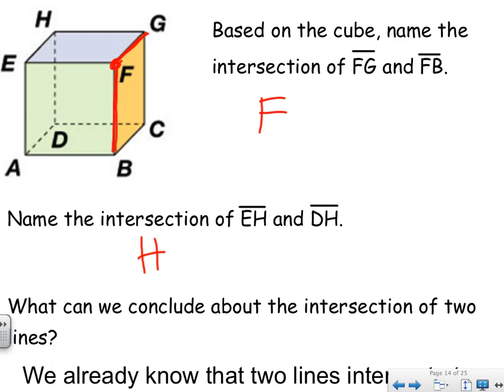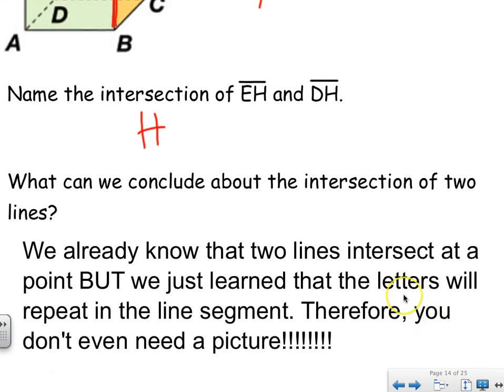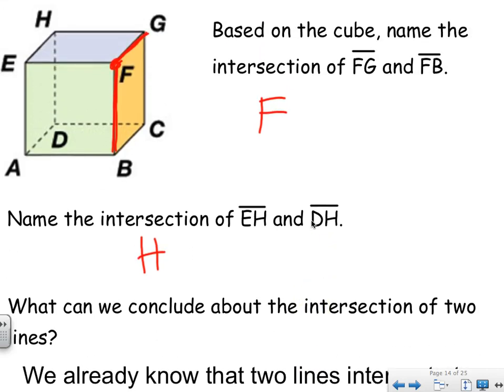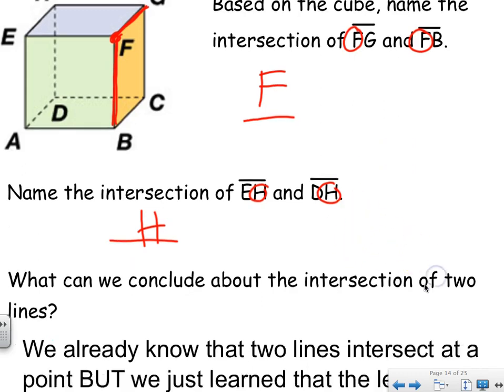Now, what can you conclude about the intersections of lines? I said we already know that two lines intersect at a point, but did you just learn that the letters are going to repeat in the line segments, therefore you don't even need a picture. So for example, I know F appeared twice, therefore the intersection is F. Notice that H appears twice, the intersection is H. So you don't even need a picture if you are intersecting two line segments or lines. Fun fact. How cool.